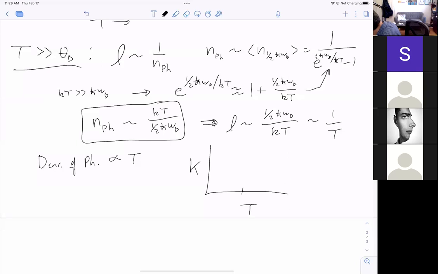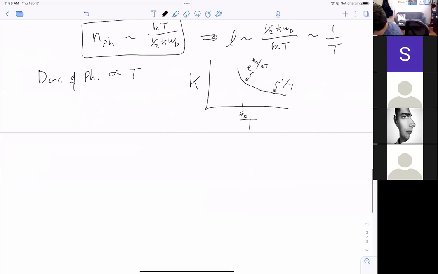So here I have theta Debye. So here it's exponential, and then it kind of slows down a little bit. So it's exponential, and then as I go up in temperature, it goes as 1 over temperature in this higher temperature regime. And then the last regime is the low temperature regime.